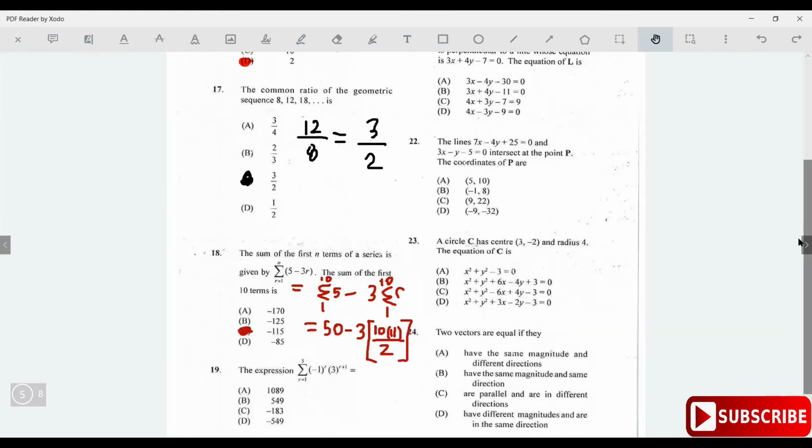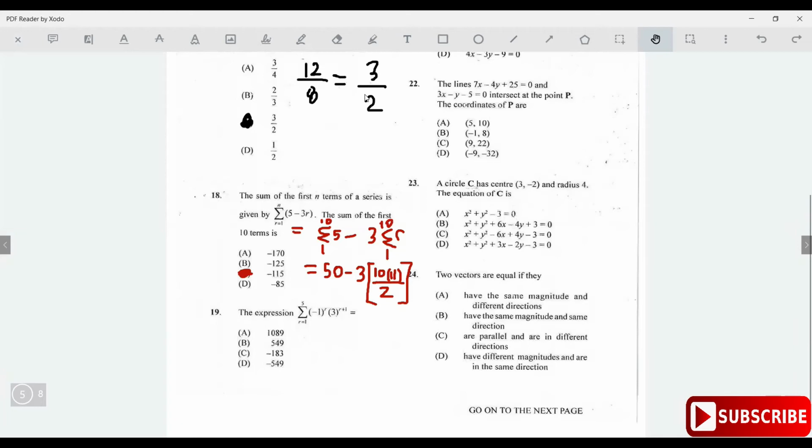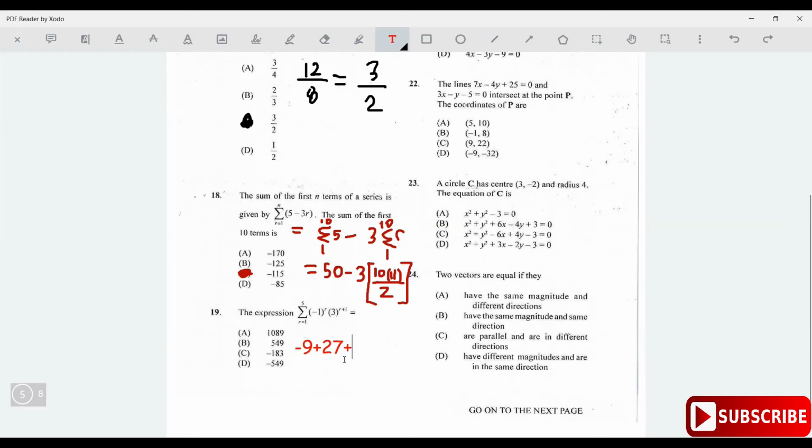Easy question. Next part says, the expression, the sum from 1 to 5 of this. All you need to do is plug in. Plug in when r is 1 first. You get minus 1 raised to the 1 times 3 raised to the 1 plus 1, that is minus 9. Plus, when r is 2, you have minus 1 squared times 3 raised to the 2 plus 1, you get 27. When r is 3, you get minus 1 cubed times 3 raised to the 3 plus 1, which is 4, you get minus 81. Then you plug in r as 4. We catch the pattern. It's going to then be plus 243.